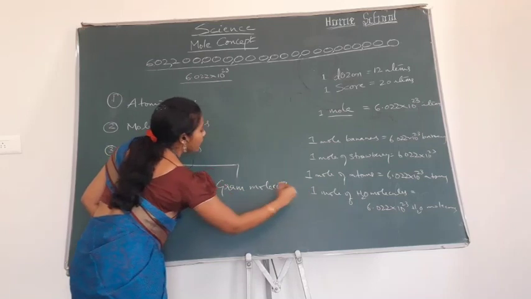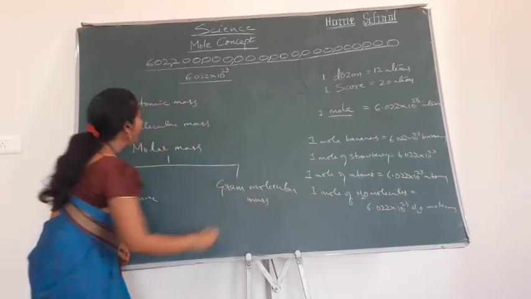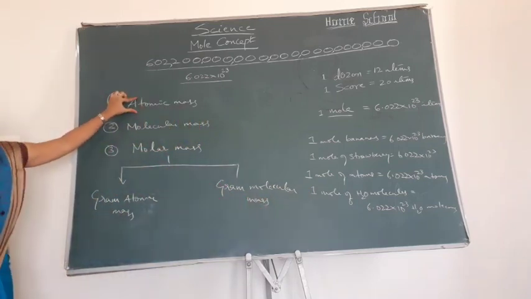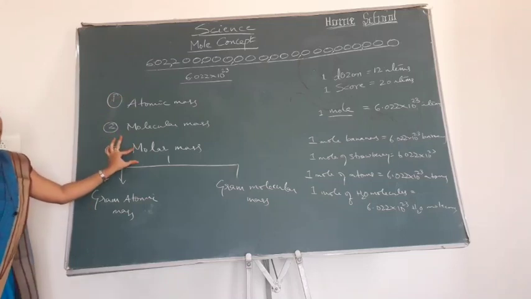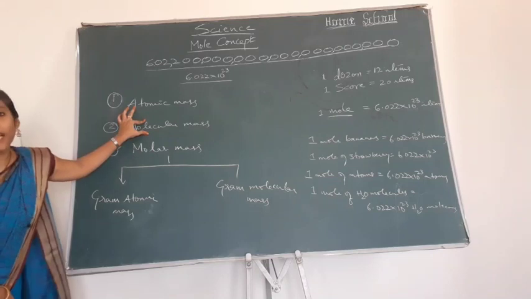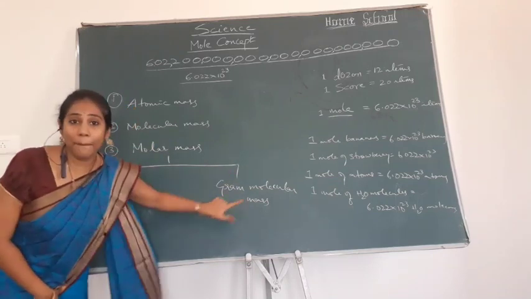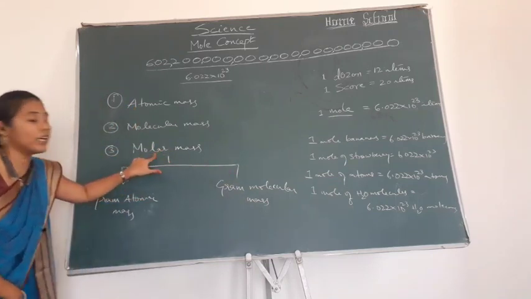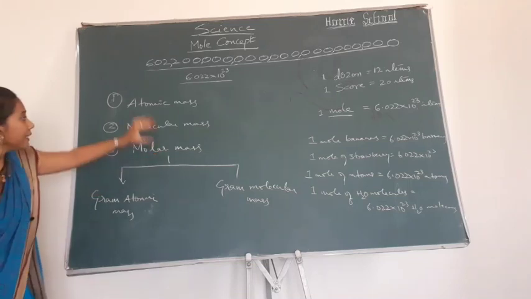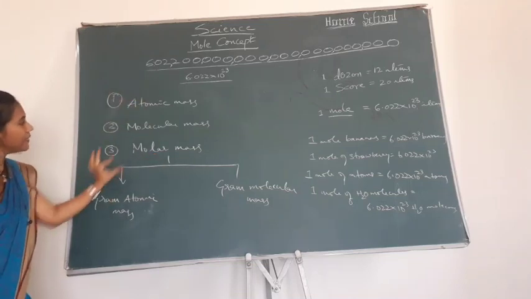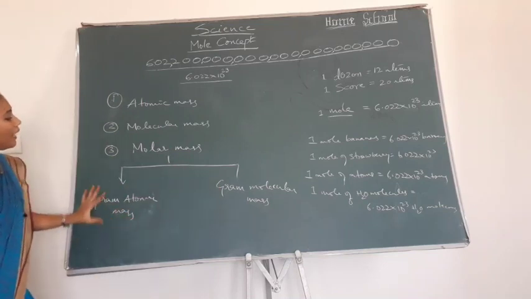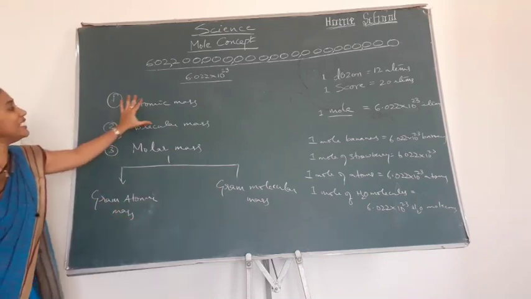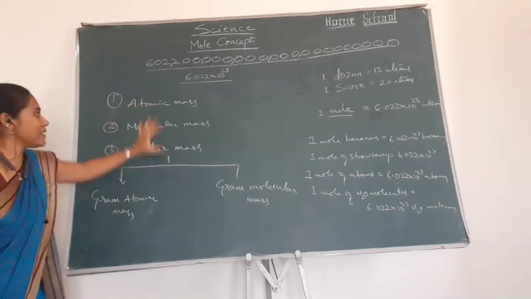Gram molecular mass. See here, this is just atomic mass, but this is gram atomic mass, which we will call molar mass. And this is just a molecular mass, but this is gram molecular mass, which can also be called molar mass. Clear? There is a difference between this and this and this. Remember this. Now we are going to learn the definitions and their meanings.